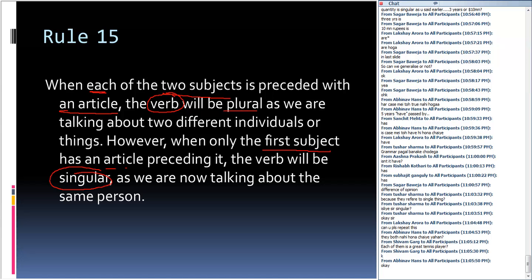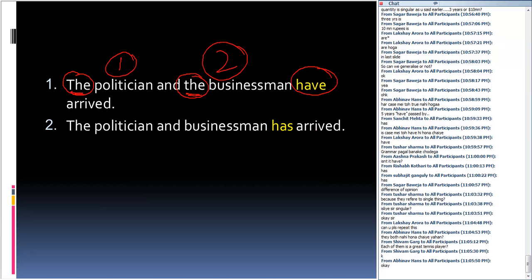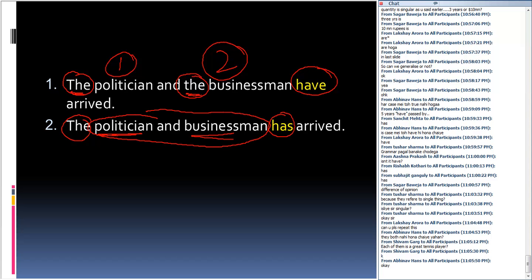So this is easy. ये बहुत आसान है. For example, let me show you. Here, the politician and the businessman. अब यहाँ पे क्या है? The politician and the businessman. ये article दोनों के पहले. इसका मतलब they are two different people. ये दो अलग लोग हैं. That is why you have the word have. But if I say the politician and businessman, so the article is before this one, not before the second one. It implies that ये दोनों एक ही हैं. That is why you use the word has and not have.